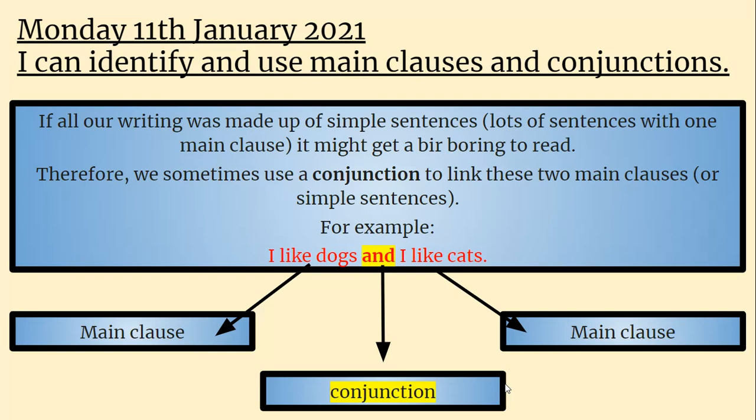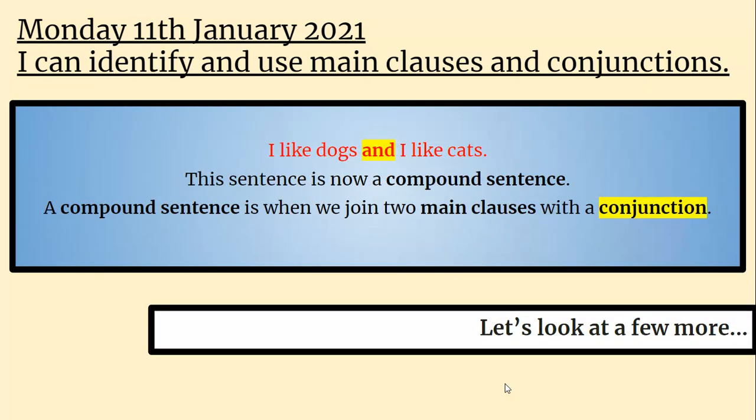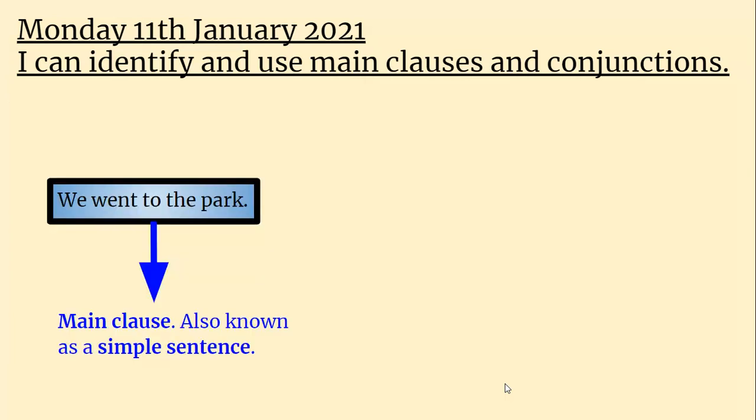For example, I like dogs, main clause, and, which is a conjunction, I like cats, which is also a main clause. I like dogs and I like cats. This sentence is now a compound sentence. A compound sentence is when we join 2 main clauses with a conjunction. Let's look at a few more.